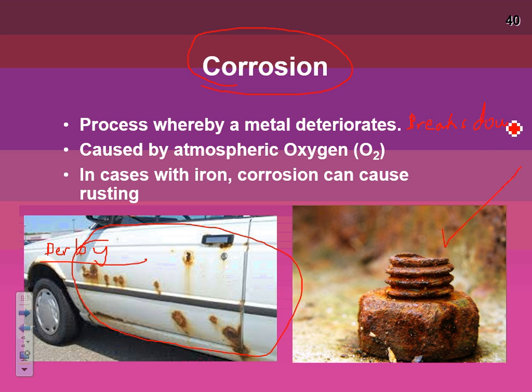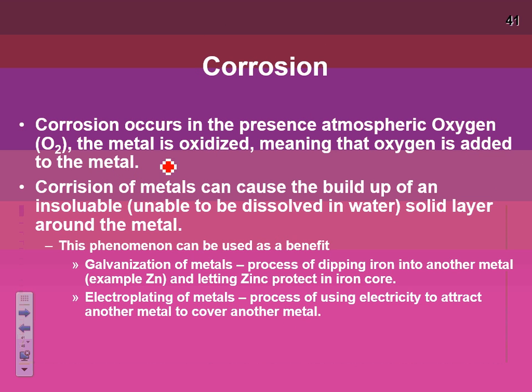Sorry, doing this with the mouse really stinks. Anyway, it's caused by atmospheric oxygen, a lot of times with water, so something that's left out in the rain and sits out there with oxygen, obviously you have a rusting effect going on. So in cases of iron, corrosion can cause this rusting problem that we're seeing here. But corrosion occurs in the presence of atmospheric oxygen. The metal, which we're talking about, is oxidized, meaning that the oxygen is added to that metal.